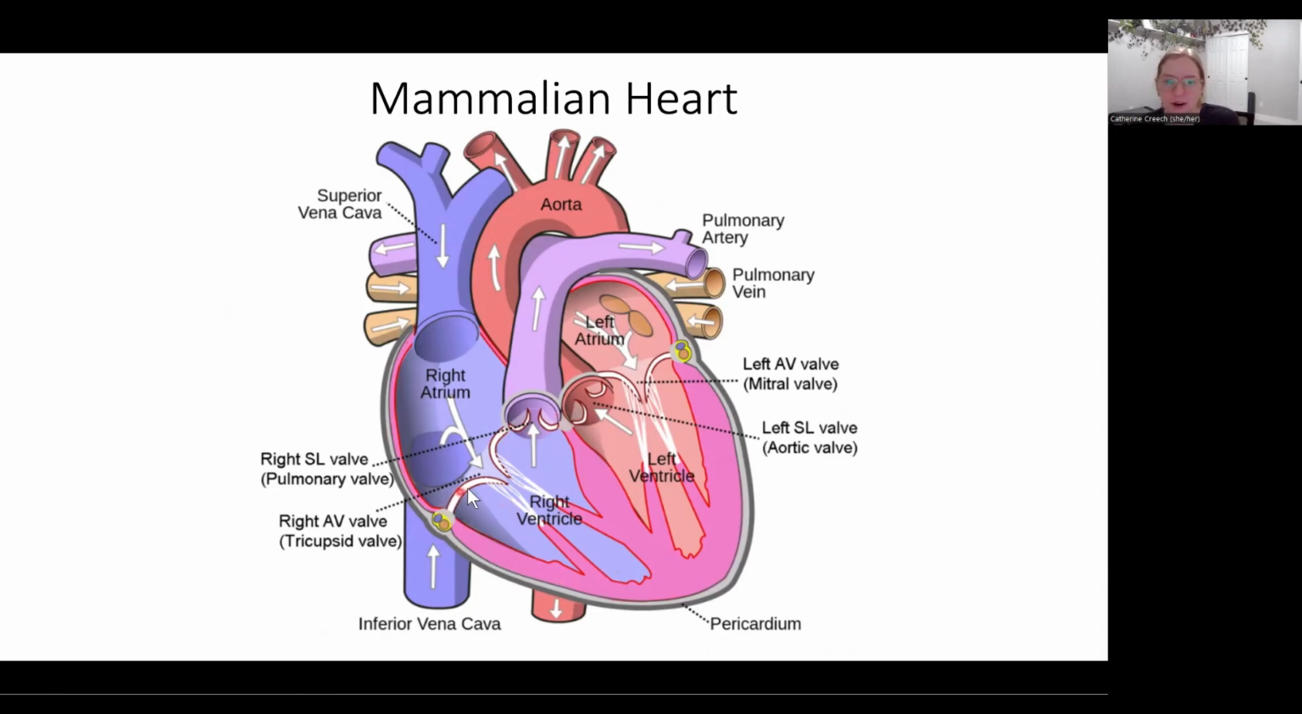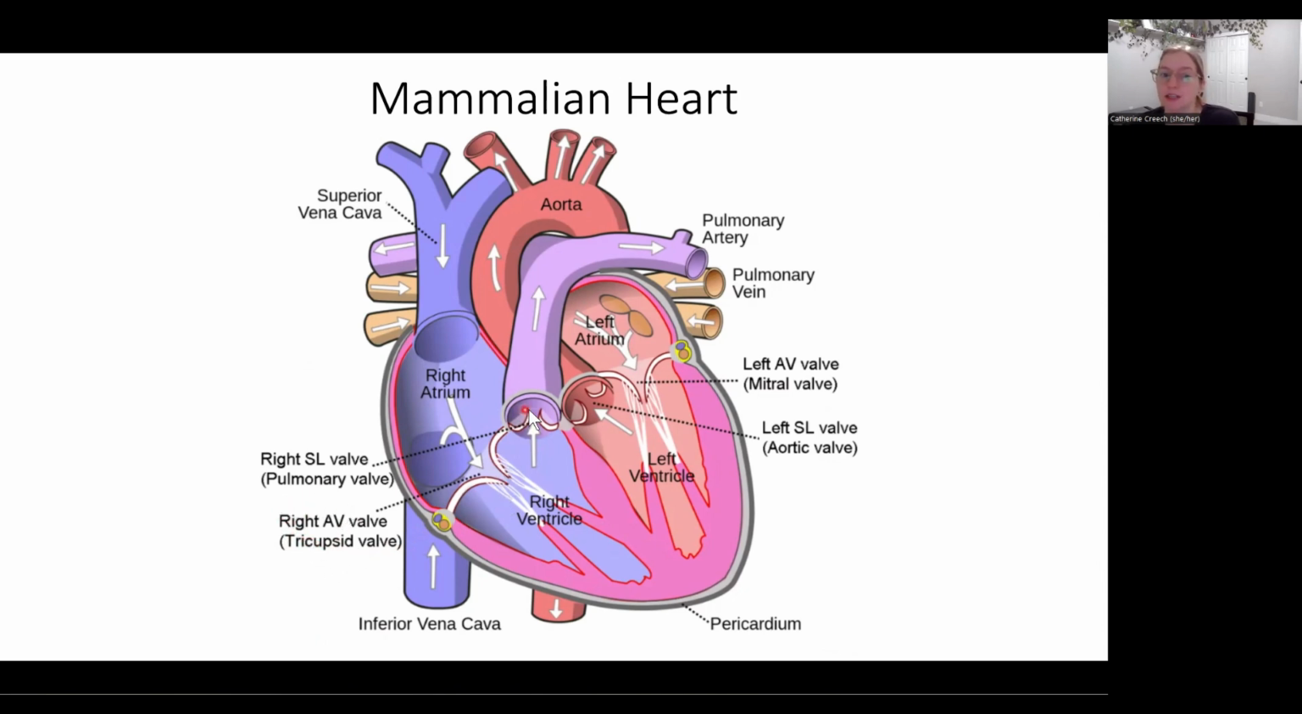We have our AV valve right here. So atrioventricular. And this one is on the right. This has 3 flaps, and so it's called the tricuspid valve. So 2 different names for this valve.